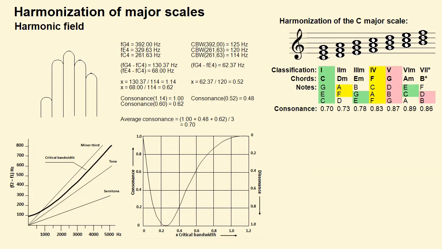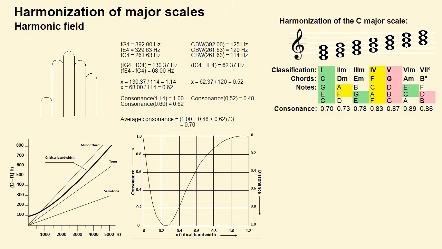The result of harmonizing the C major scale is displayed in the upper right corner of the screen. The notes of the chords corresponding to the harmonization of this scale are shown above the staff. Below the staff are several rows containing information about these chords. The first row classifies the chords by degree and type. The second row shows the name and type of the chords. The third through fifth rows show the notes of these chords. The sixth row shows their consonances.